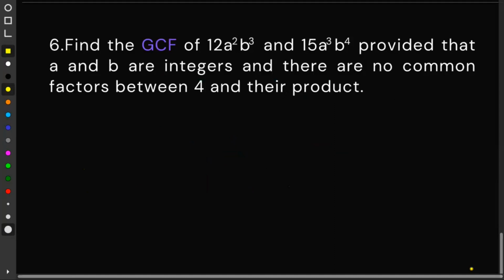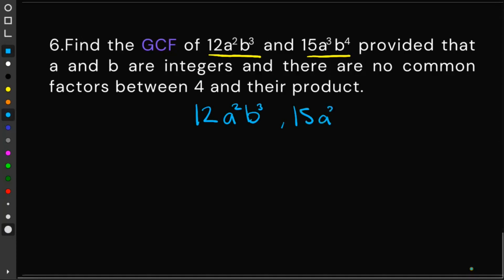For our final example, let's try to work on a harder example. So for this case, we try to find the GCF of 12a squared b cubed and 15a cubed b raised to 4, provided that a and b are integers and there are no common factors between 4 and their product. So let's try solving this one. Let's apply the continuous division method again. So we are setting up now the numbers.